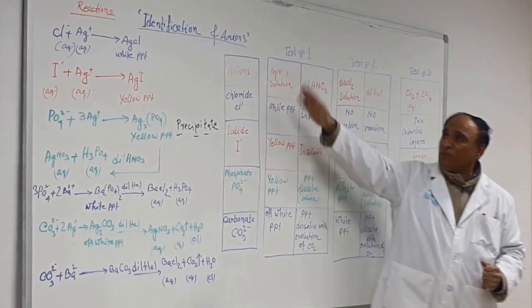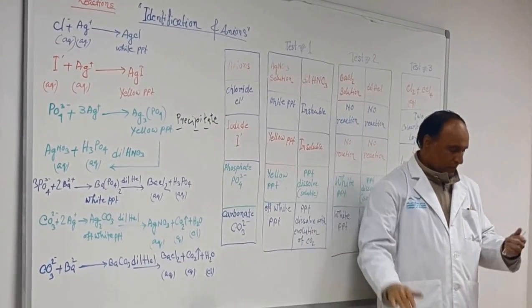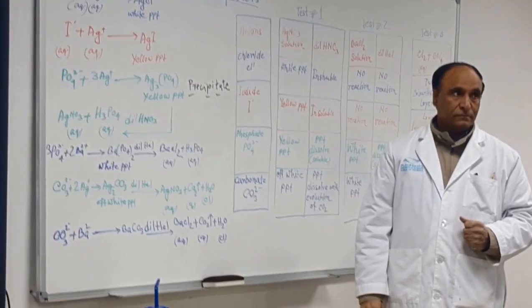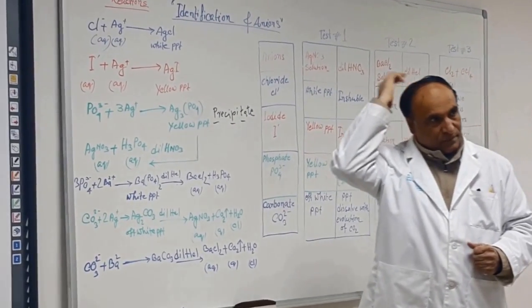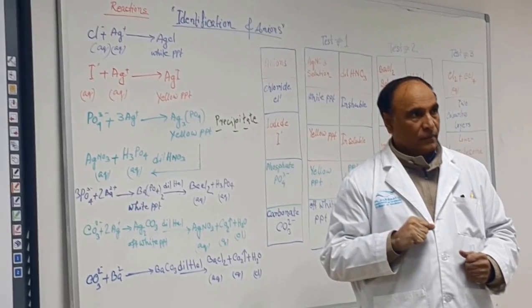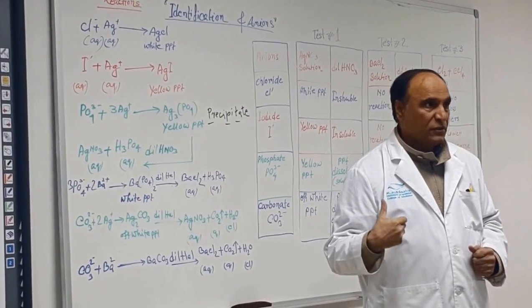Okay, you can select anyone. Choose one ion and do 3 tests, and after that finish. I will show you now.